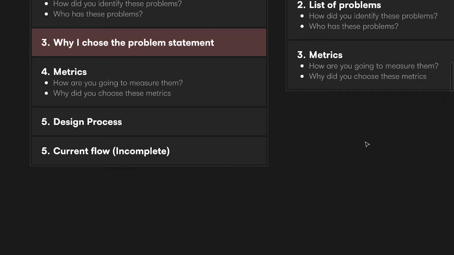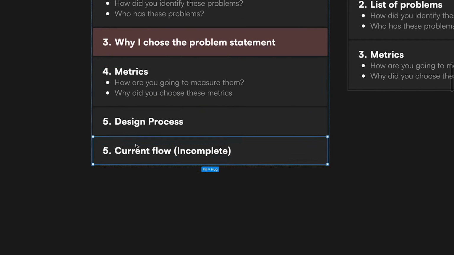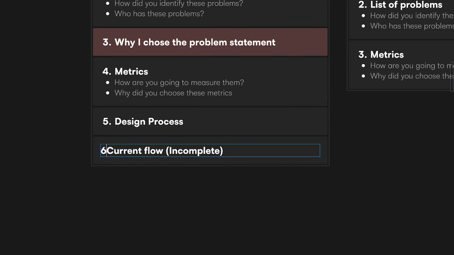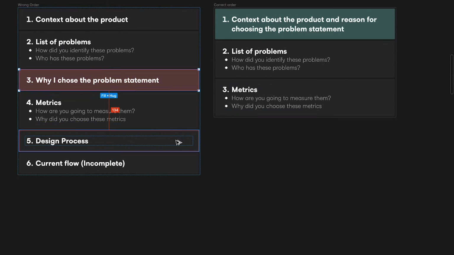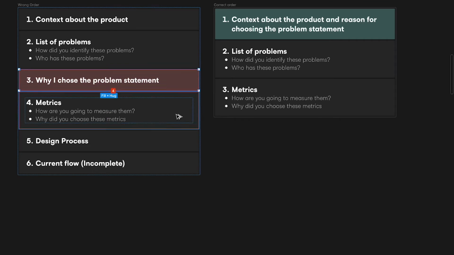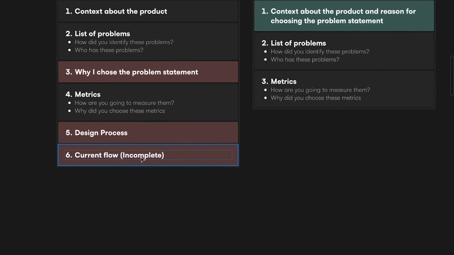And then you have the design process. Actually this should be 6. Now the design process, I am going to remove it because I don't think it's necessary to talk about it. And then we have the current flow, which is incomplete, so I'm not going to add that over here. Right now, only these two are making sense for me, but still the story is incomplete. So this also I'm going to remove. Let's come back to the case study.